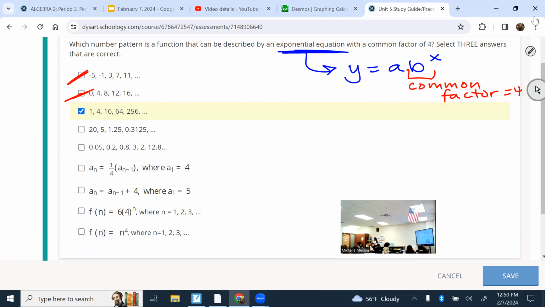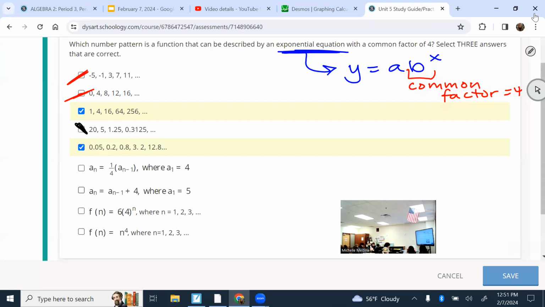But we still need to pick 2 more options. So is 20 times 4 5? We don't pick that one. Is 0.05 times 4 0.2? Is 0.2 times 4 0.8? Is 0.8 times 4 3.2? Is 3.2 times 4 12.8? So then pick that one. It's consistent all the way through, multiplied by 4 each time.